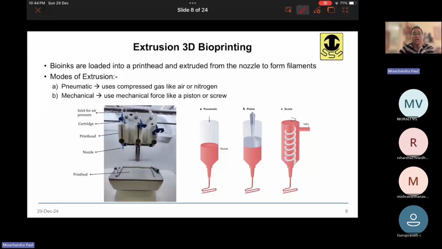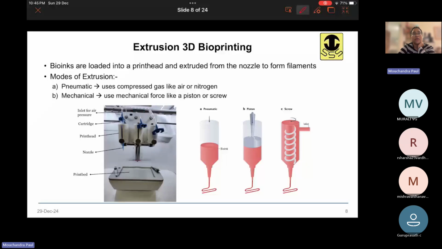Depending on how the pressure is applied, you can categorize the extrusion mode into three types. If you're applying air pressure, then pneumatic extrusion is happening. That system is much more popular in the commercially available bioprinters. But if your material is very viscous and needs very high pressure for extrusion, then you can use mechanical systems like a piston or a screw for the material to get extruded from the needle tip.